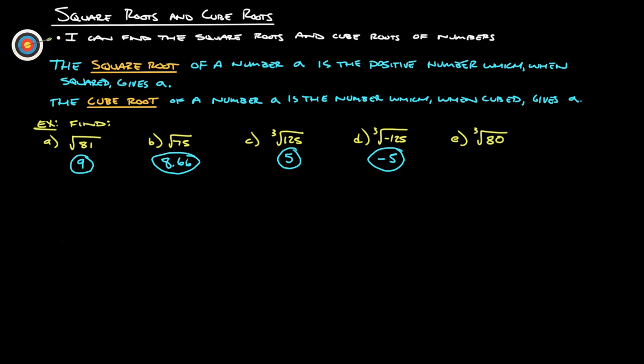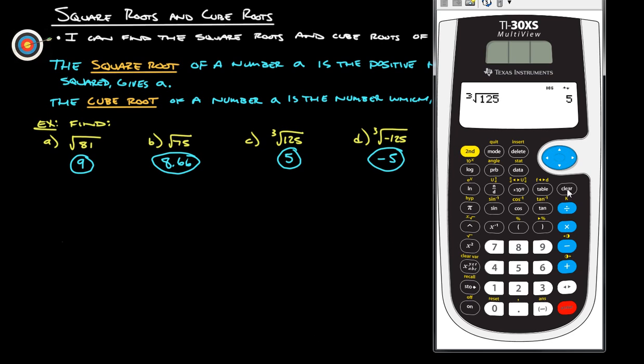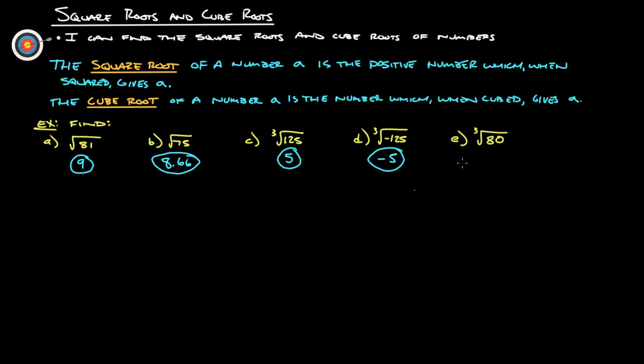Cube root of 80, I don't know a nice one for that, so let's put that in here. We're going to do 3, second, and do this little x root here, and then of 80. And we get 4.308, so let's call that 4.31. All right, so we got 4.31 is the cube root of 80 to the nearest hundredth.